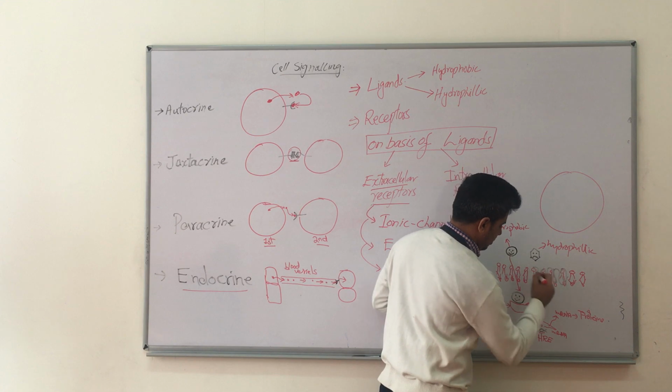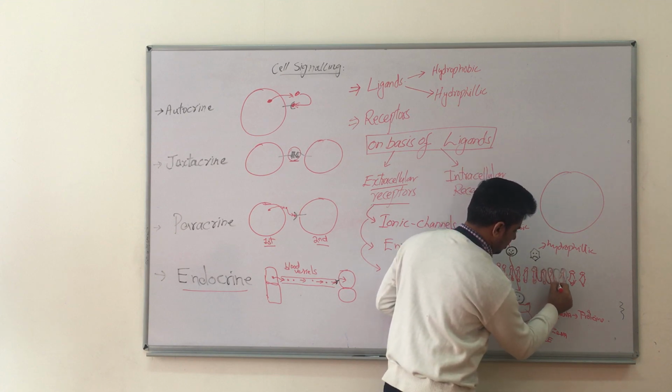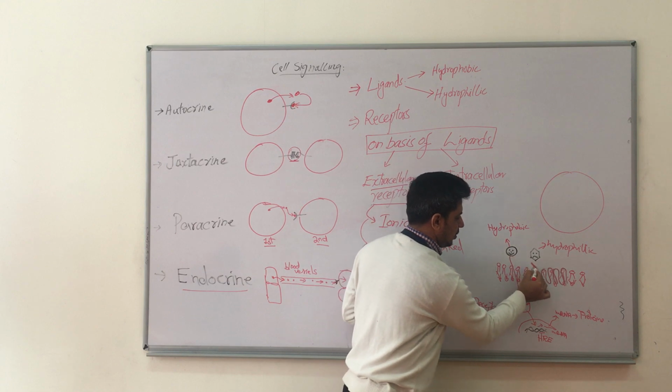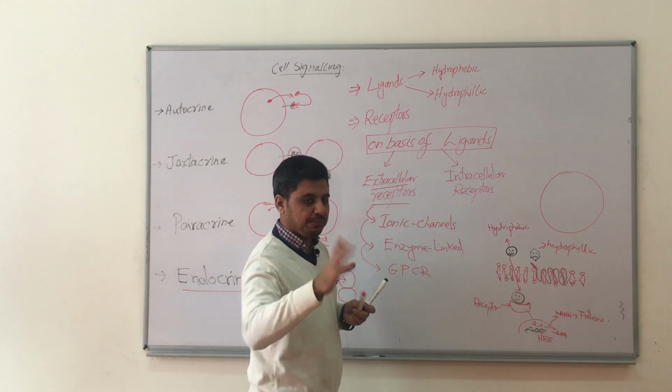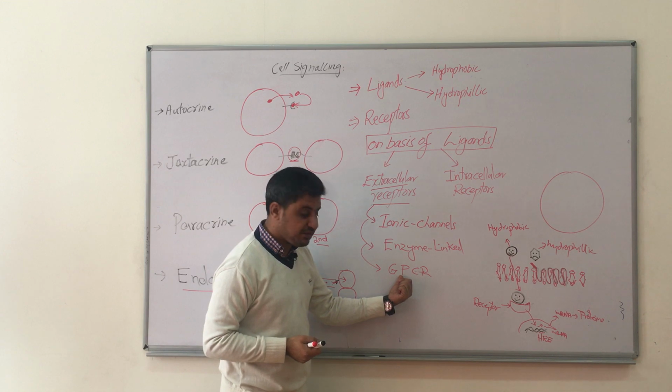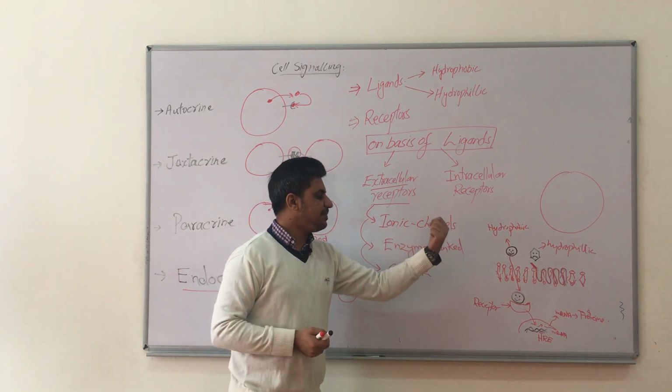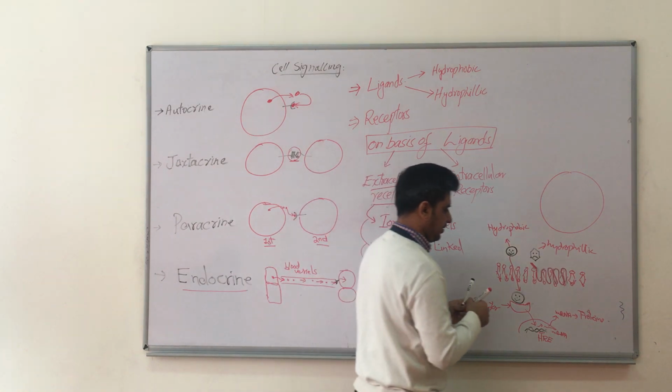Those receptors can be GPCR receptors, can be enzyme-linked receptors, or can be ionic channels.